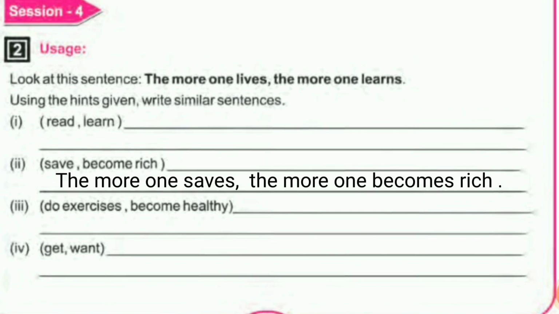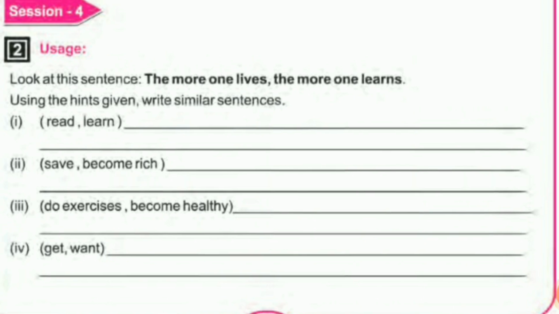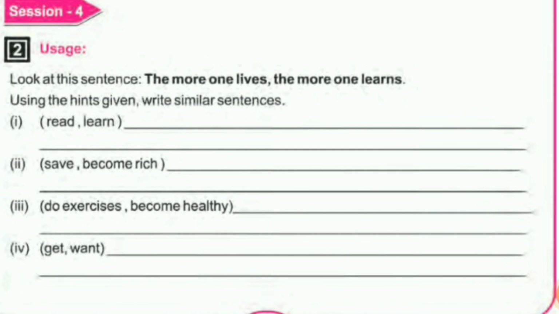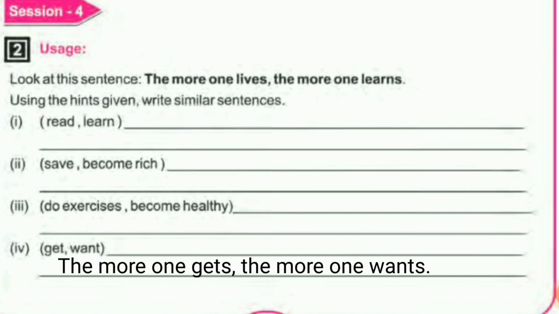Next, do exercises, become healthy: the more one exercises, the more one becomes healthy. Next, get, want: the more one gets, the more one wants.